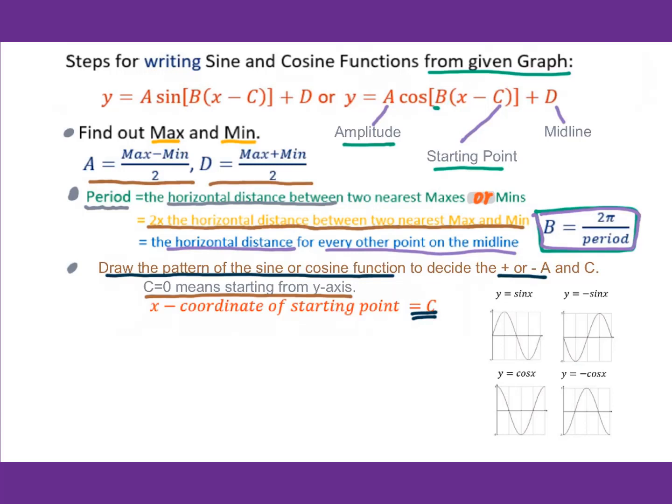Here's the pattern for sine, cosine, negative cosine. For sine, it's starting from the midline. And for cosine, it's starting from the maximum or minimum.